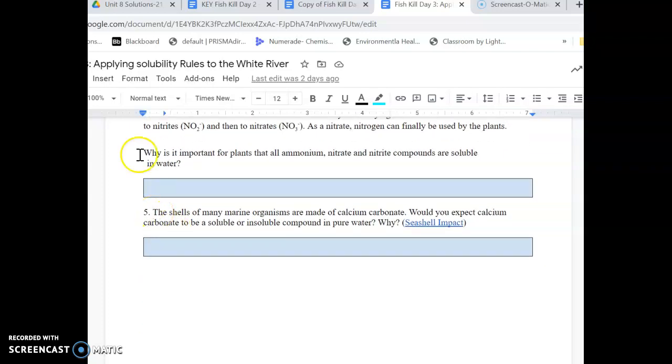Then lastly, the shell of many marine organisms are made of calcium carbonate. Would you expect calcium carbonate to be a soluble or insoluble compound in water, and why? So why in particular for these shells? If it was soluble, what would happen to the shells? If it's insoluble, what does that mean for the shells? And then you can also watch the video and see the impacts, if it was soluble, on the seashells. So here, complete sentences, soluble or insoluble, and why would that matter to the marine organisms here if it was?